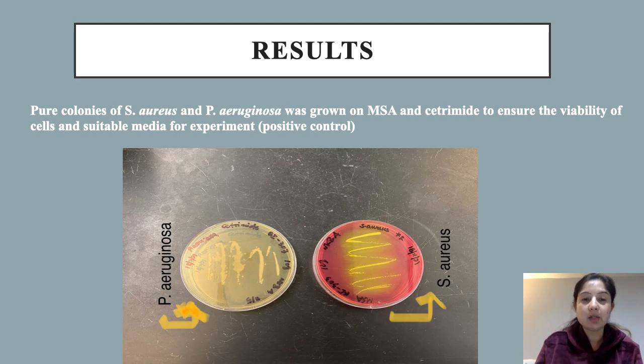We streaked the pure culture on a separate plate to ensure that our bacterial culture was viable and the media prepared was good, so that if we get any deviations in our experimental results, we can find out that there was no issue in the microorganism or media.